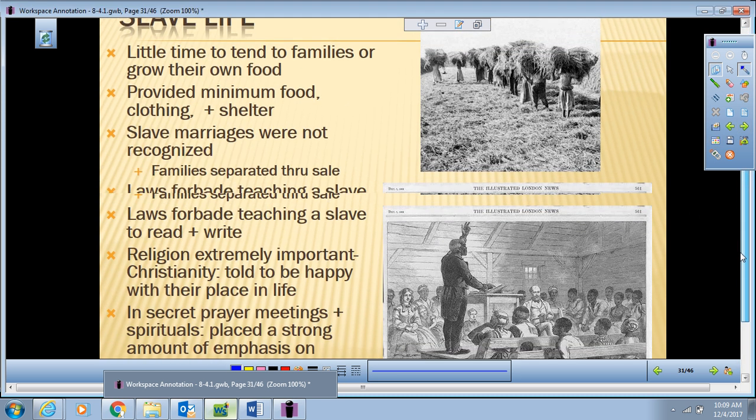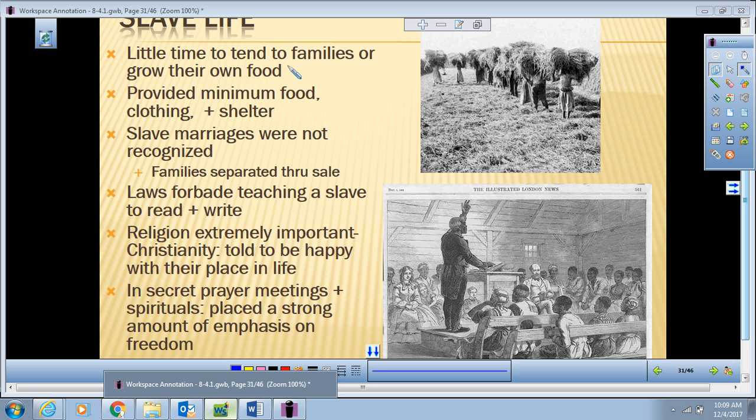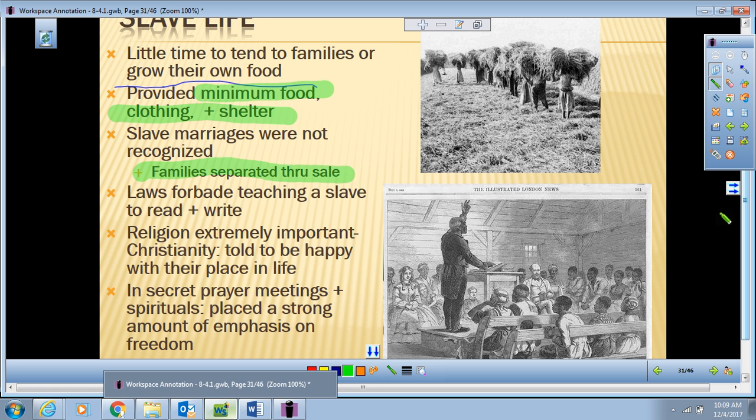Slave life, little time for families to grow their own food. Although we learned part of the slave codes that they didn't want them growing their own food, so I don't know what that's doing there. They were provided minimum food, clothing, and shelter. Slave marriages were not recognized. Families were often separated through sale.